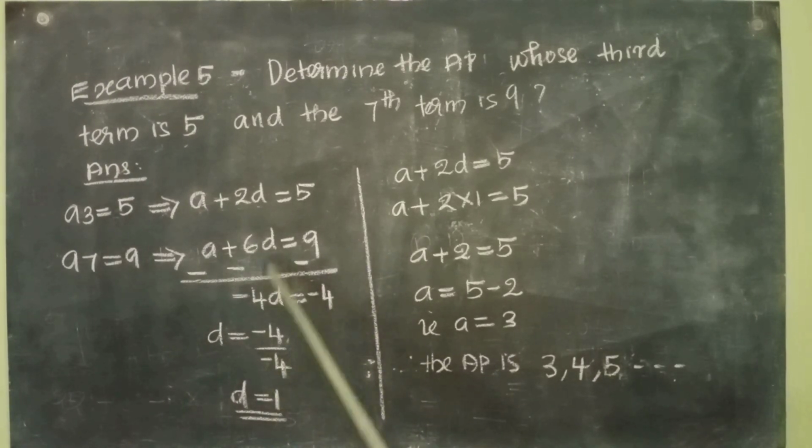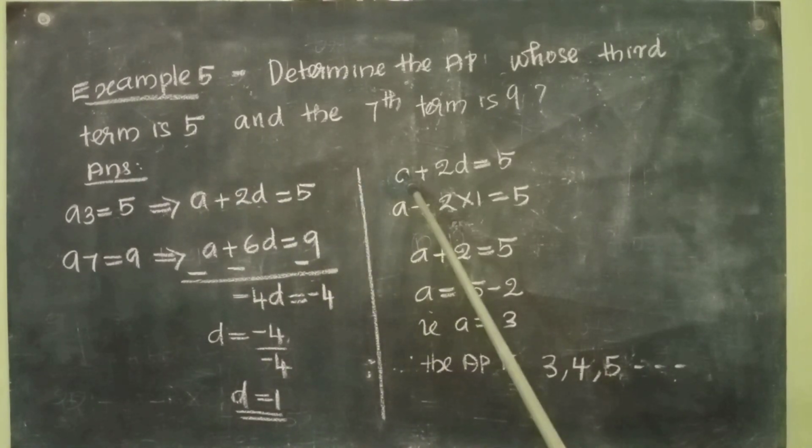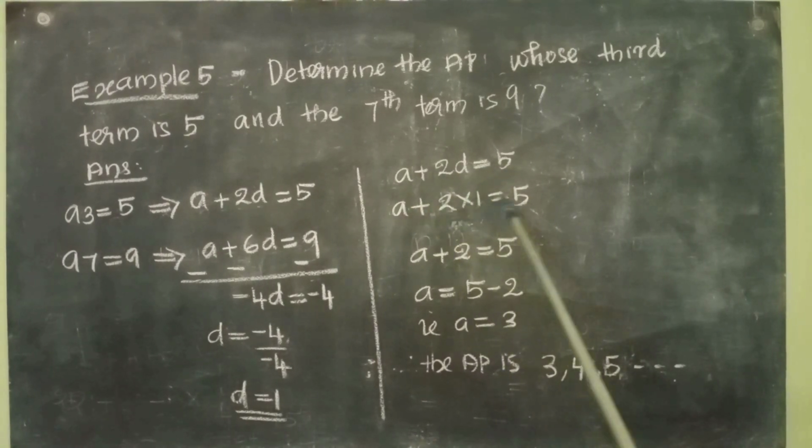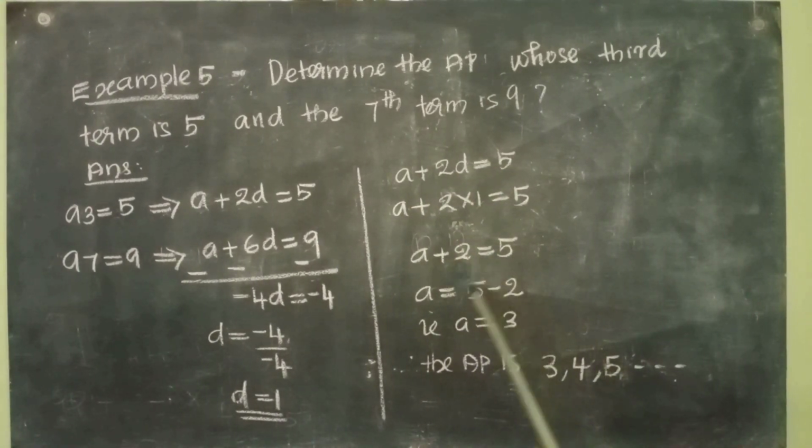So, we can substitute the value of d in any of these equations. a plus 2d equal to 5. a plus 2 into 1 equal to 5. a plus 2 equal to 5. a equal to 5 minus 2, that is a equal to 3. So, we got the value of a is 3. d is 1. So, the first term is 3. Second term, next term is 4, 5, etc. So, the AP is 3, 4, 5, etc.